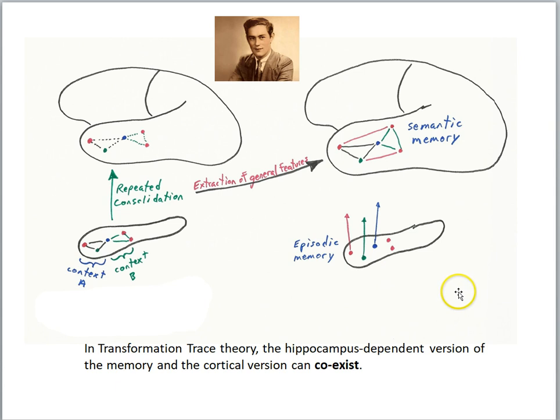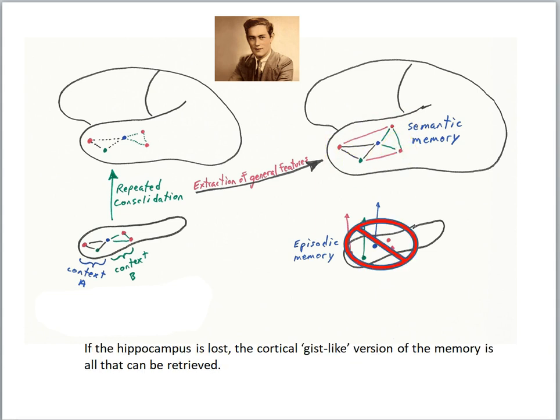Now, under trace transformation theory, it's not that these two memories are mutually exclusive. They can coexist. So we can have access to the detailed and vivid episodic memory. I can still retrieve that, what it felt like to be at the zoo, but I can also, under other circumstances, just retrieve a more generalized episodic memory of that event. However, if the hippocampus is lost, under trace transformation theory, then the cortical gist-like version of the memory is all that can be retrieved.